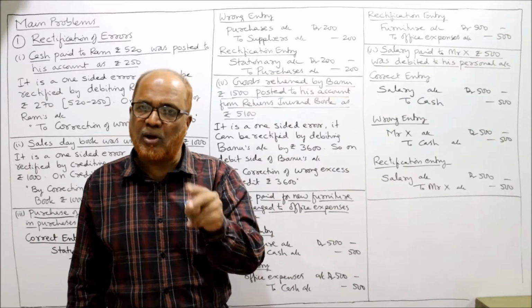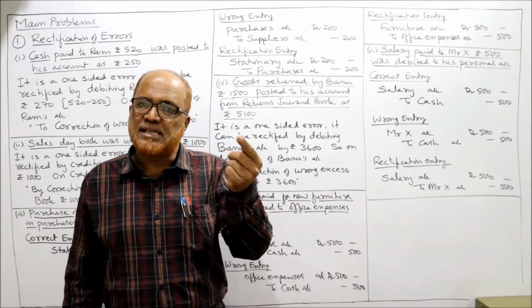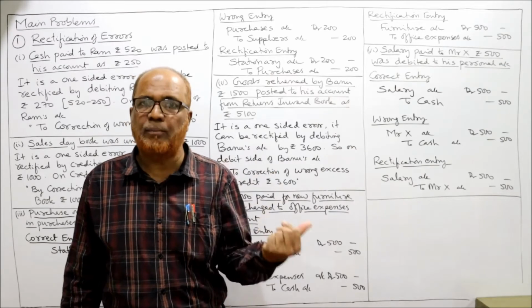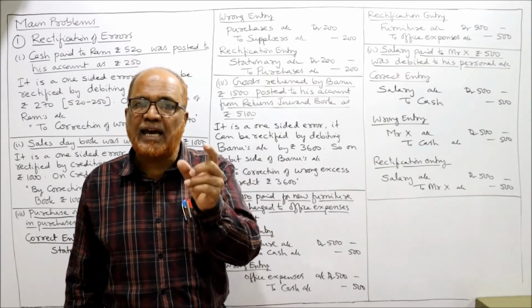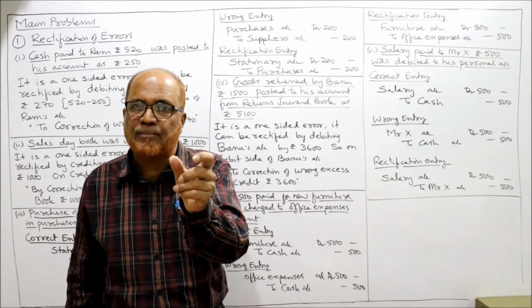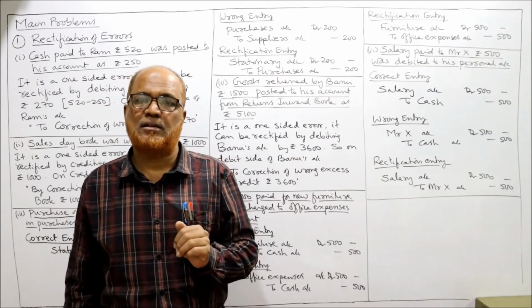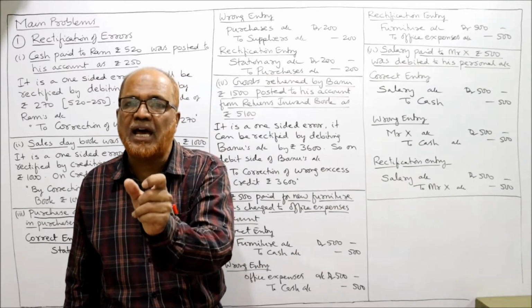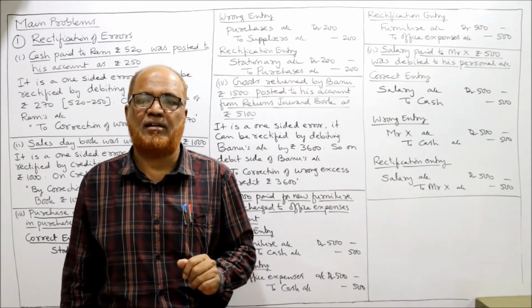Two-sided error. Because the error is salary account should have been debited. It is not debited. Now we debit it. By mistake, Mr. X's account was debited. Now we credit it. So the rectifying entry, salary account debit to Mr. X account. This is the rectifying entry, right?